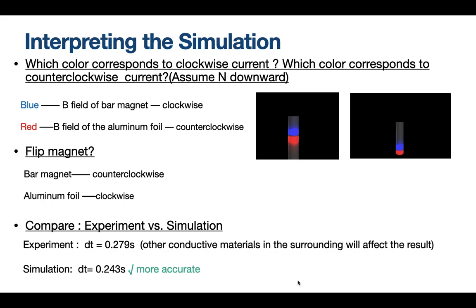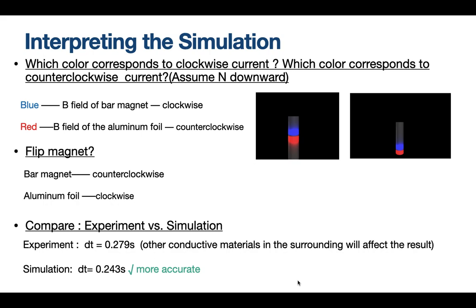If I flip the magnet, the magnetic dipole will be in the opposite direction, but the velocity will always point downward. So the bar magnet will have the opposite current direction, which is counterclockwise, and the aluminum foil will have clockwise current.